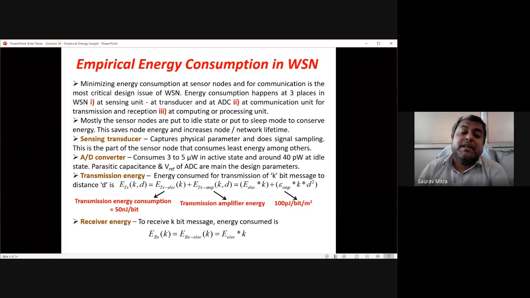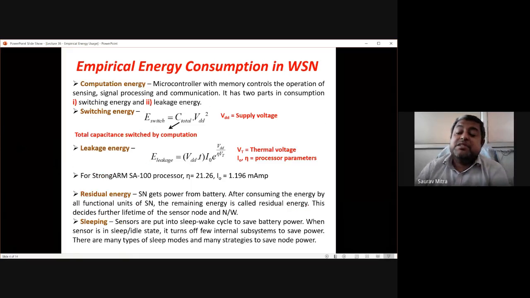So first we have explained sensing and ADC. This actually uses the least power. Then we have talked about transmission energy. In transmission energy, the formula of ETX(k,d), that is to transmit k bits of data over distance d, how much transmission power is required, and how much receiver power is required to receive k bits of data over a distance of d, that is also explained.